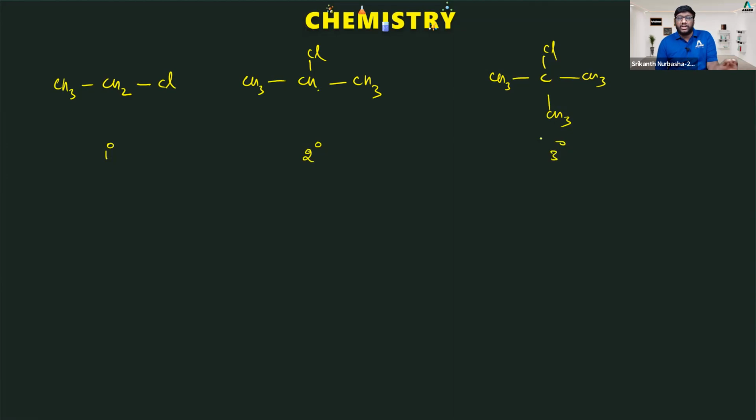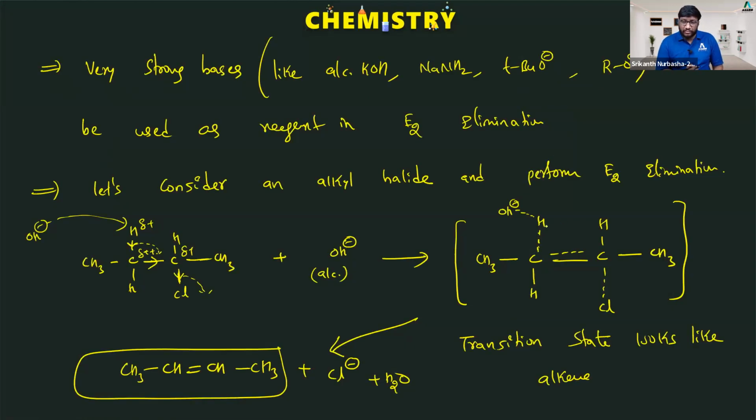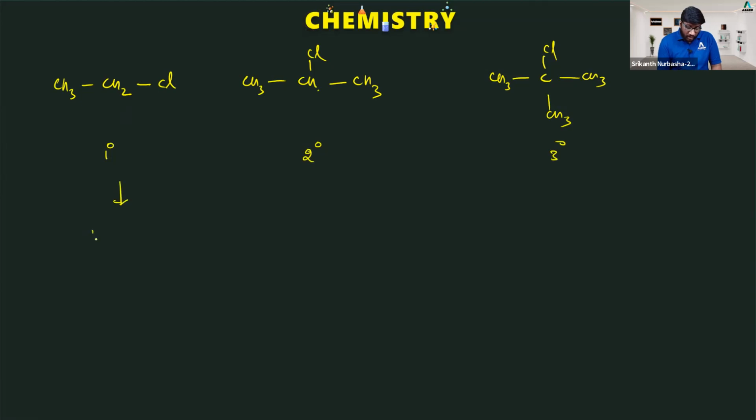I am not supposed to compare the steric repulsions, because how does your transition state look? You have to compare the stability of the alkene to decide which is undergoing E2 elimination at a greater rate. So if it undergoes E2 elimination, what type of alkene will you get? You will get CH2 double bond CH2. If it undergoes elimination, you get CH3 single bond CH double bond CH2. If it undergoes elimination, you will get CH3 CH C double bond CH2 CH3.